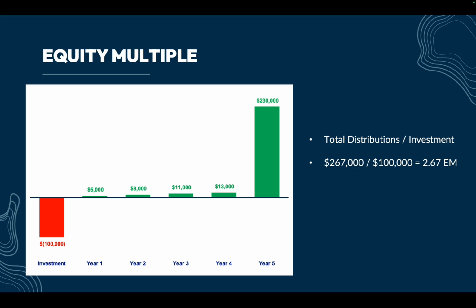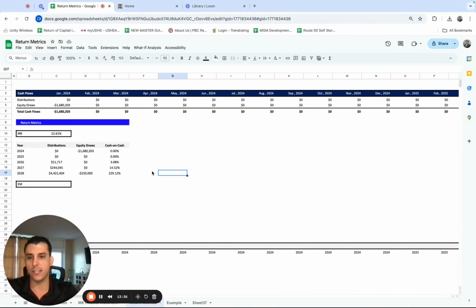I made no money. But an equity multiple of 2 would mean I give $100,000 and now I'm getting $200,000 back. So I doubled my money. So that's how it works. Keep in mind, an equity multiple of 1 means you're just getting your money back. Anything less than 1, like 0.5, means you're actually not getting all your money back. You're losing money. So how do we calculate that?